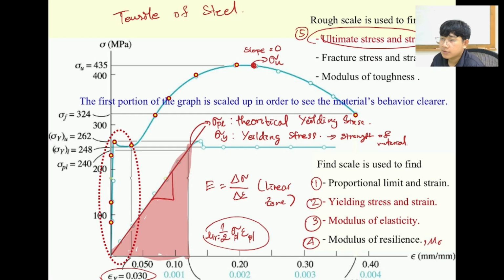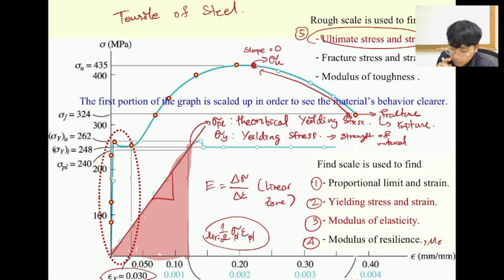And then at this point, has the sample failed already or not yet? Not yet, right? If we apply more load, the sample can absorb some more load until it breaks apart. At this point, we call it fracture. Or for brittle material, we call it rupture. For concrete, we call it rupture, and for ductile material, we call it fracture.